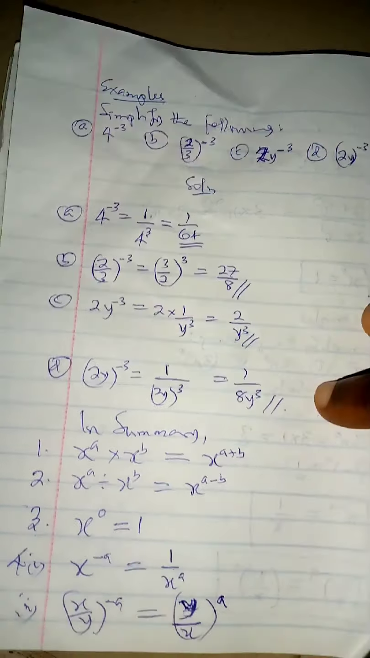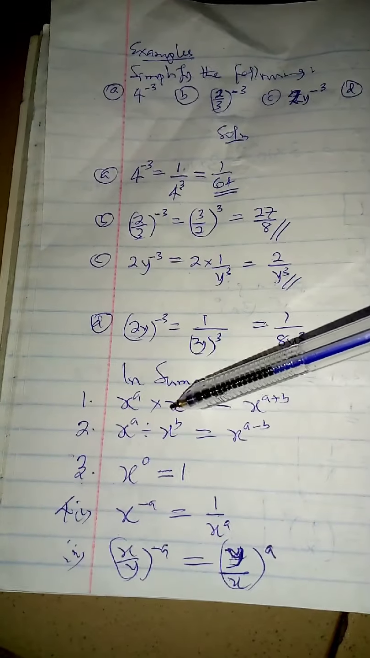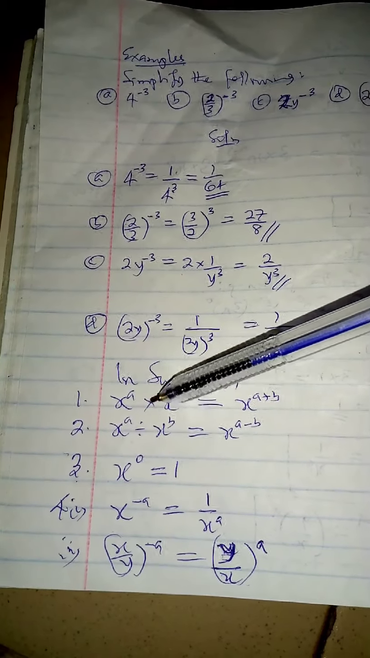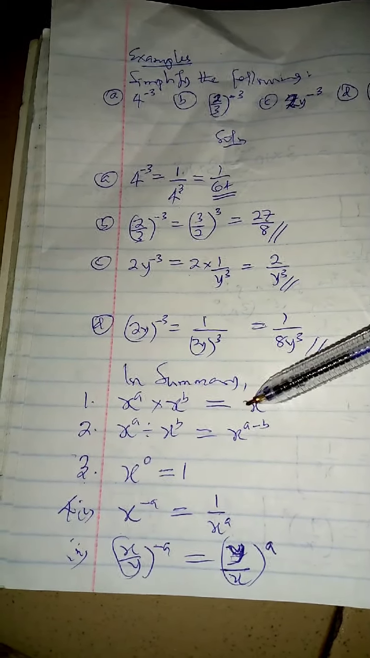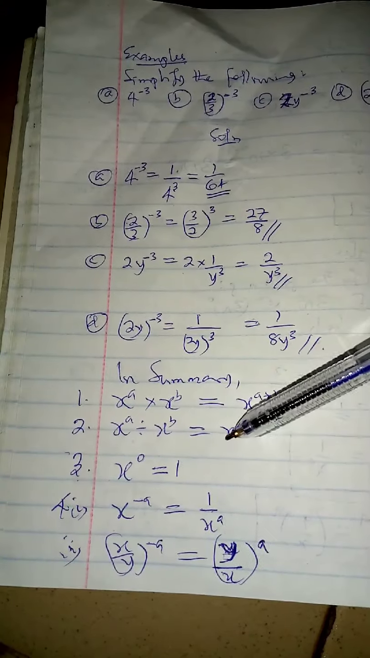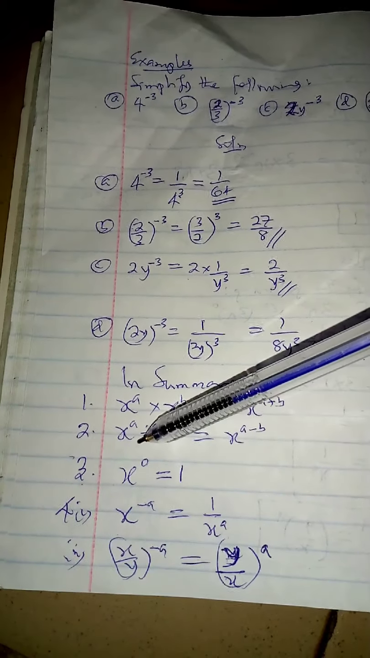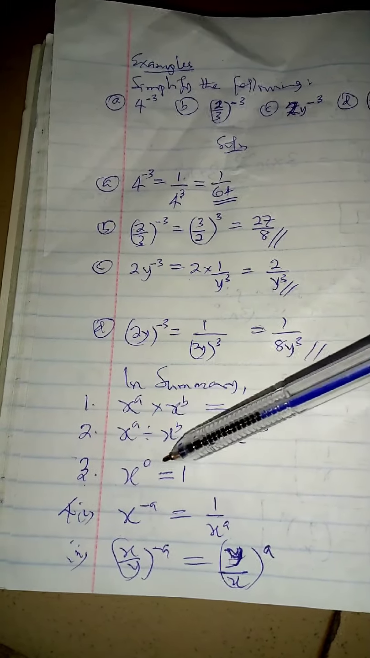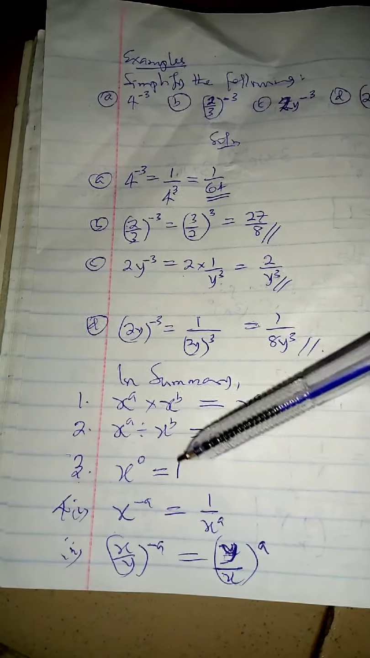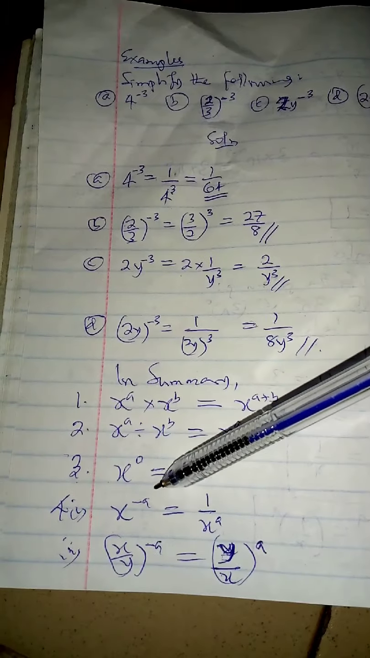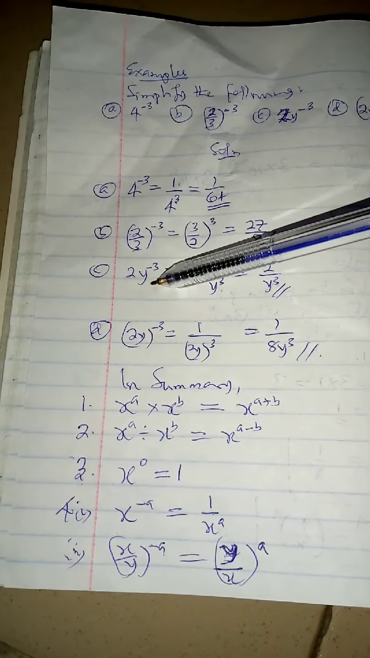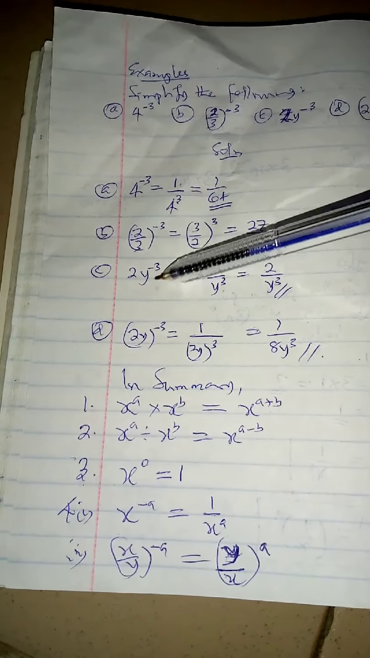So in summary, x raised to power a times x raised to power b is x raised to power a plus b. When the bases are same and you are multiplying the indices, write one base, add your powers. x raised to power a divided by x raised to power b is x raised to power a minus b. When you are dividing indices with the same base, write one base, subtract the powers, you say first power minus second power. Anything raised to power 0 is 1. x raised to power minus a is 1 over x raised to power a, like in this case, and also here, where you apply to the y alone.